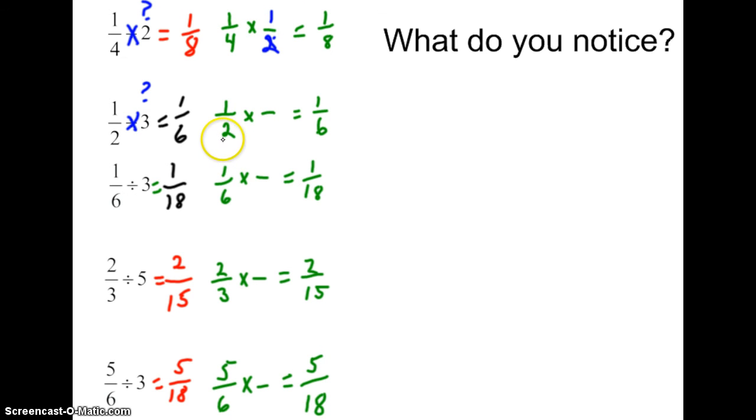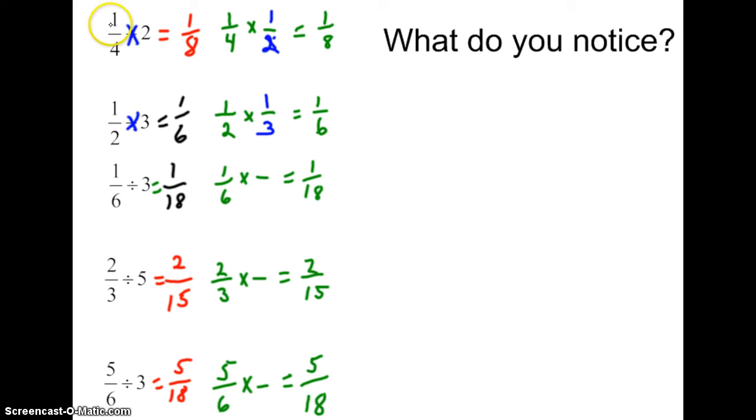How about for the second example? 1/2 times what number will equal 1/6? Well, 1 times 1 equals 1. 2 times what equals 6? Well, 2 times 3 equals 6. So do we notice a pattern here of some sort? That we've changed, and what I can do is I can go ahead and erase the little question marks. And what have we done here? What do you notice?